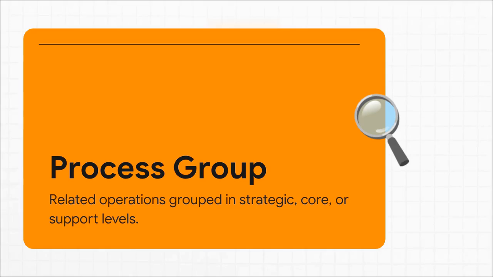Now, you might notice that something like distribution acts as a specific process group. A process group is really just a collection of specific related operations grouped within those strategic, core, or support levels. Think about it. To fix a broken pipe in a house, you need to know exactly which room you're standing in, right? Well, in business analysis, you identify the process group first so you know exactly where in the organizational architecture your project is taking place.